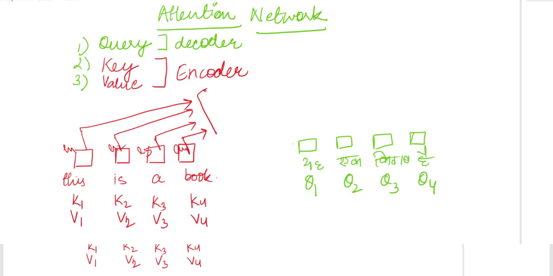What we want to do is multiply these hidden states with some weights, W1, W2, W3, and W4. And how are these weights calculated? These weights are calculated by multiplication of the query vector and the key vector. So these two get multiplied.